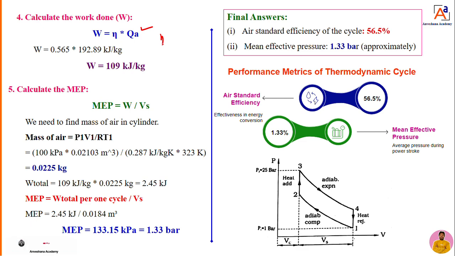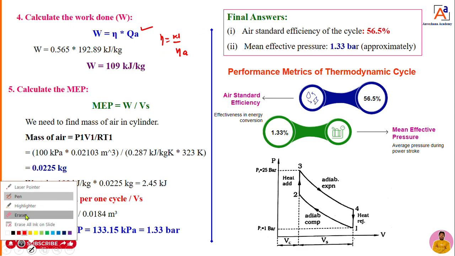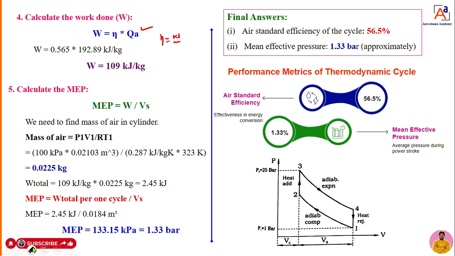Efficiency is equal to work done by heat addition. That is heat addition, QA. So therefore work is equal to eta into QA. So now what is eta? Already you calculated, that is 56.5%, that is 0.565, into the heat addition, that also you got it. Now you got the total work done here. That is 109 kilojoules per kg. Work done, you got it.